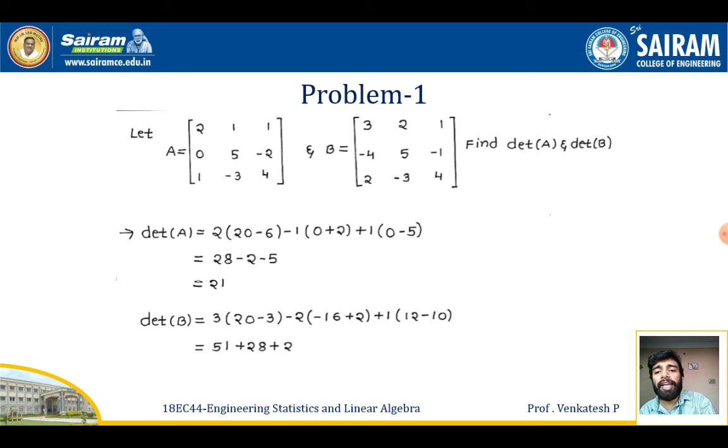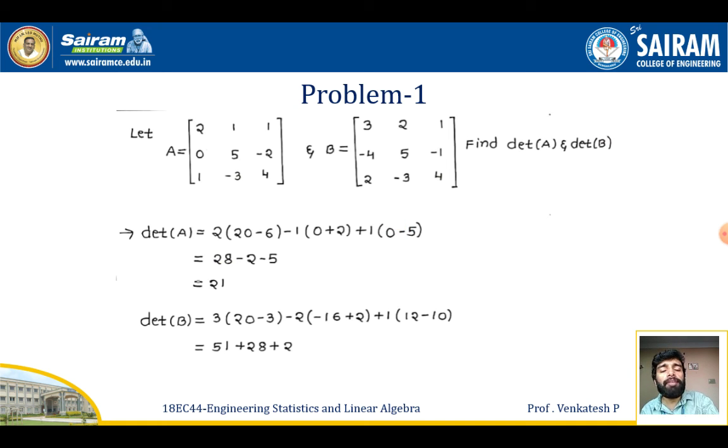So the determinant of A is given by 2 into (5 into 4 minus 3 into 2), again minus 1 into (0 into 4 minus of minus 2 into 1), plus 1 into (0 minus 5). After simplifying this, the answer will be 21.